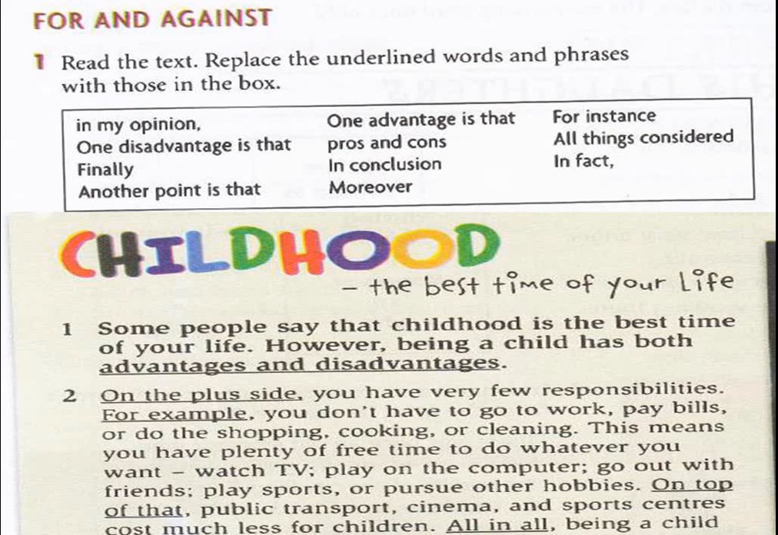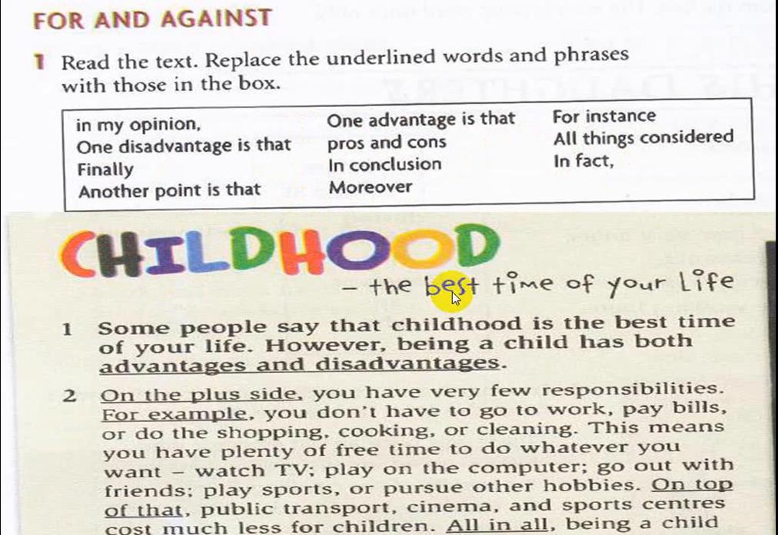For and against. Read the text. Replace the underlined words and phrases with those in the box. Here we have: in my opinion, one advantage is that, for instance, one disadvantage is that, pros and cons, all things considered, finally, in conclusion, in fact, another point is that, moreover. So we are going to replace the underlined words with those in the box.